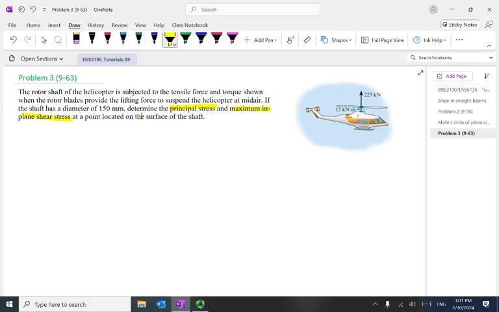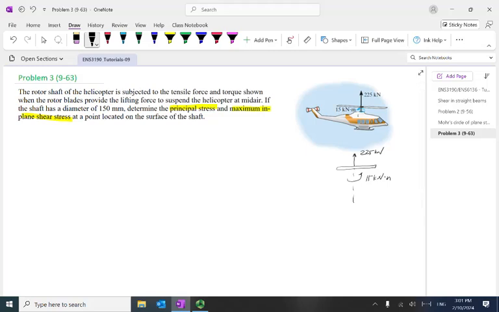You can see this is a helicopter. We see there's a blade. The blades provide something like a lift, a force of 225 kilonewton, so it's in tension. And also this one is a rotation. You can see it rotates this way. The torque is 15 kilonewton meter. But remember, this is only the external loading.